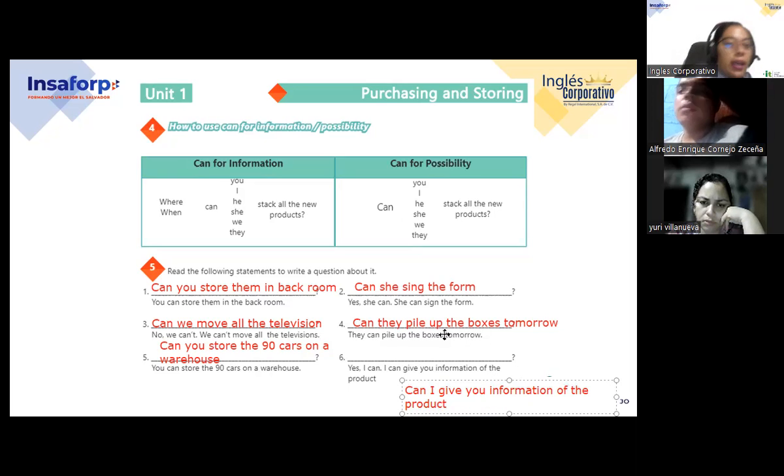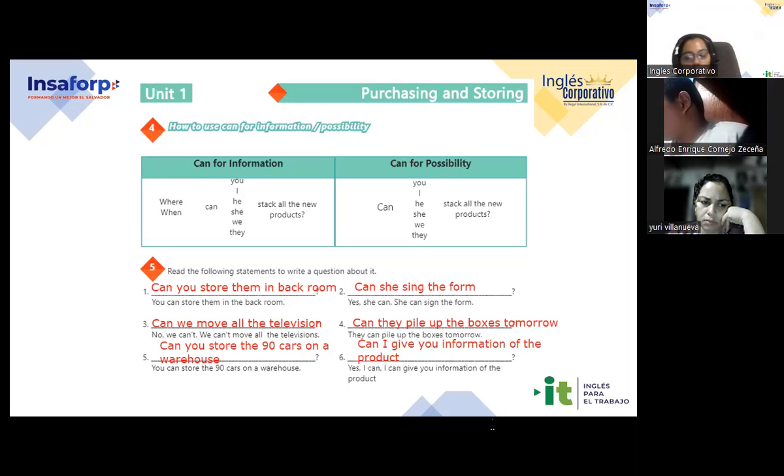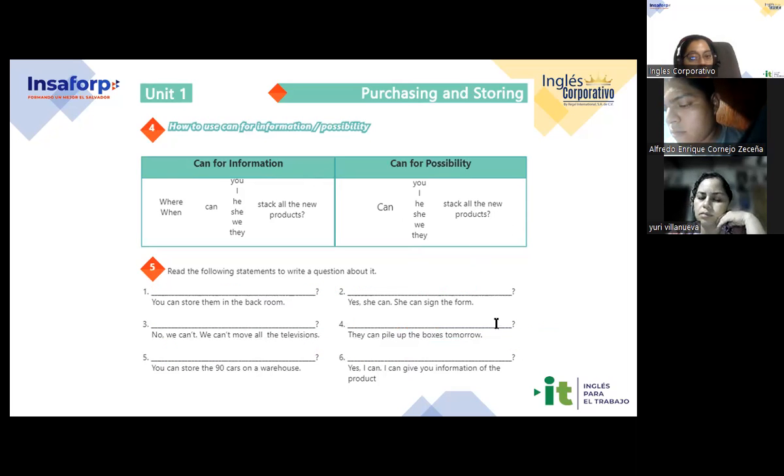What did you notice that is after can? The subject. First is can, and then the subject, and after the subject, the verb. In base verb. Excellent. So never forget this one: if it is a question, you have to never forget the question mark at the end of the question.